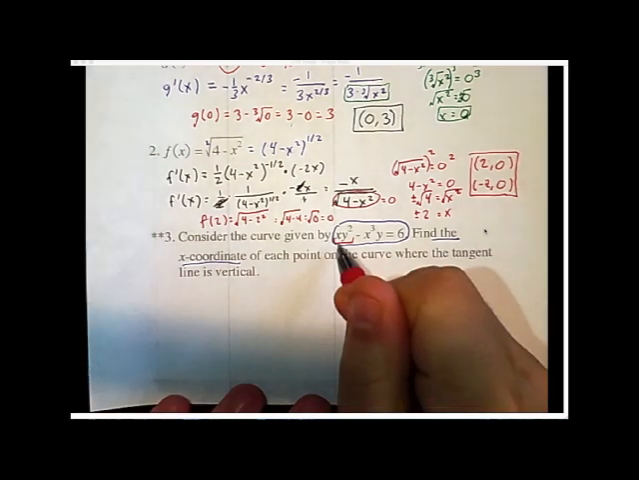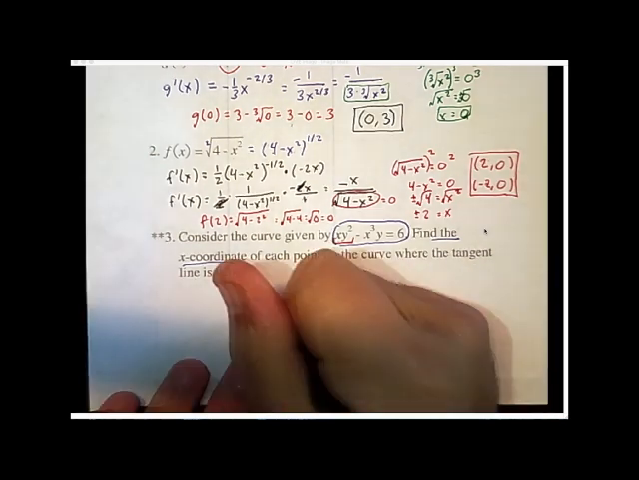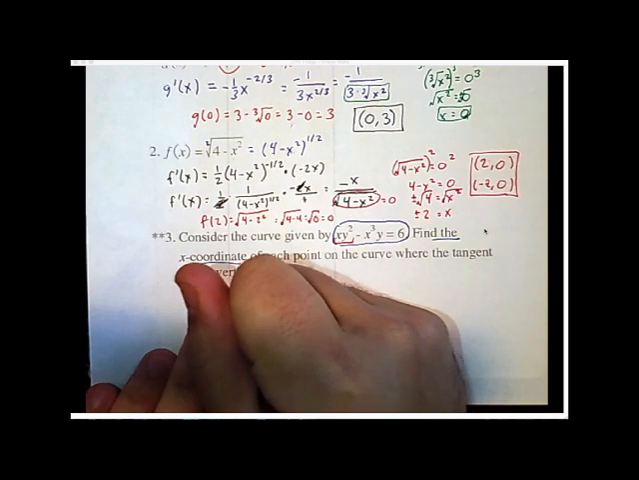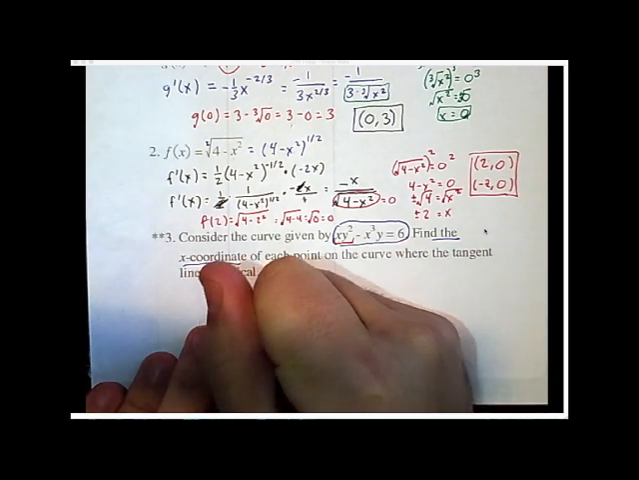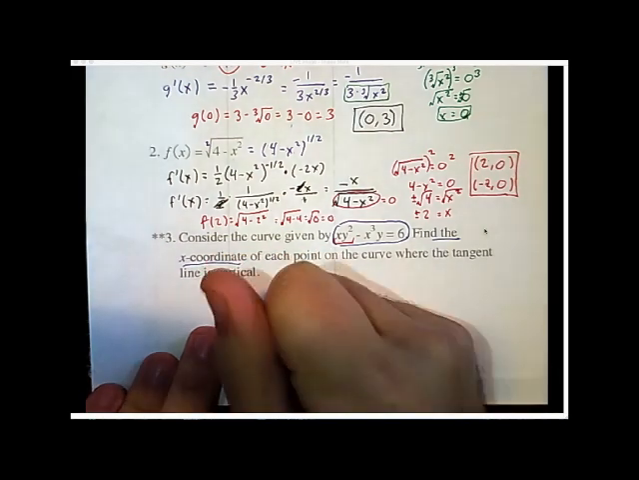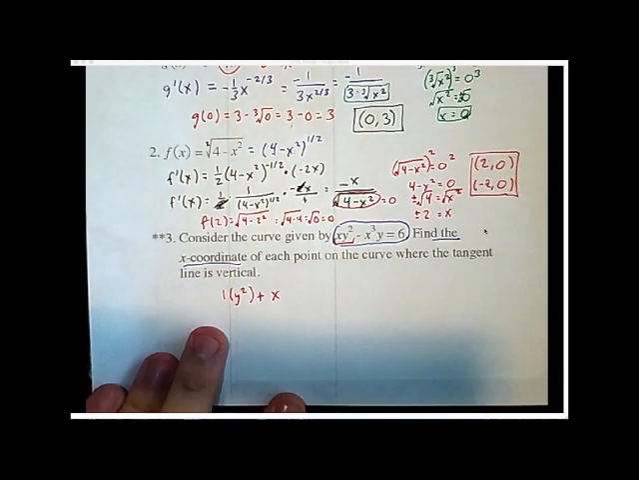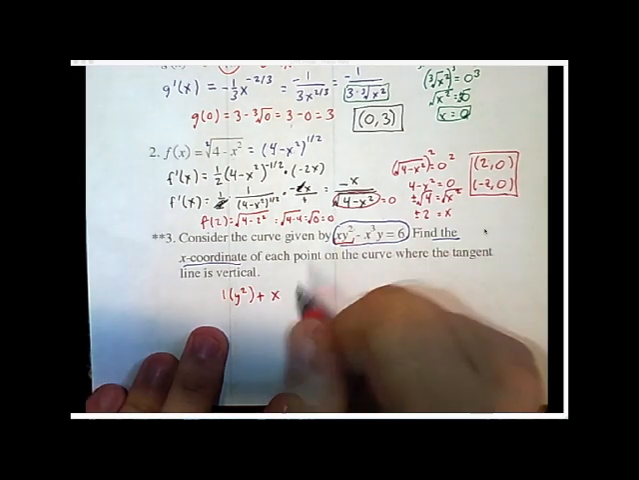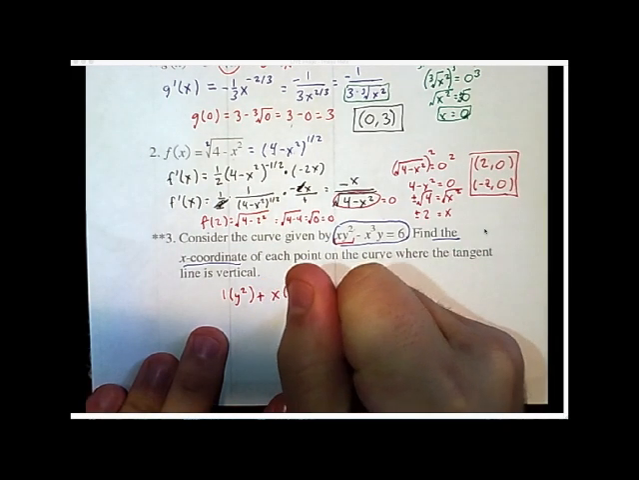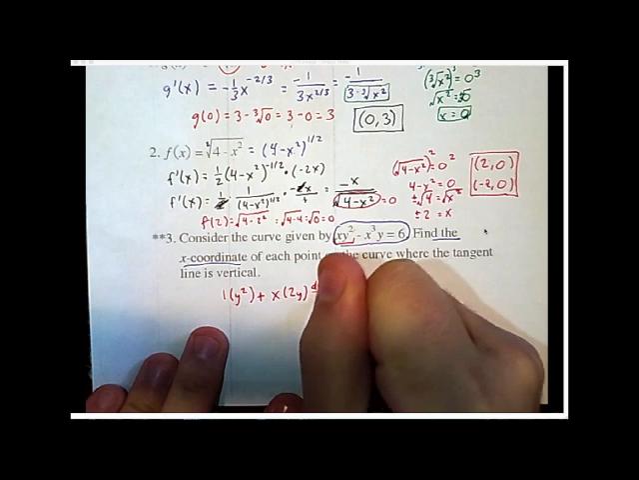So the derivative of the first term, x, is 1 times the second term, y squared, plus the first, x, times the derivative of y squared, which would be 2y, but I need to add in a dy/dx.